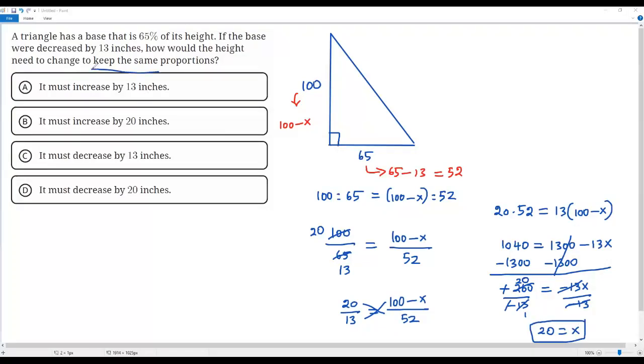To keep the same proportions, the height has to be changed by 20 units. That is, the height has to be decreased by 20 units. So here we have x equals 20. If I plug in x equals 20 here, 100 minus 20 becomes 80. The new height is 80. So that means the height has to be decreased by 20 inches. The correct answer choice for this question is option D.